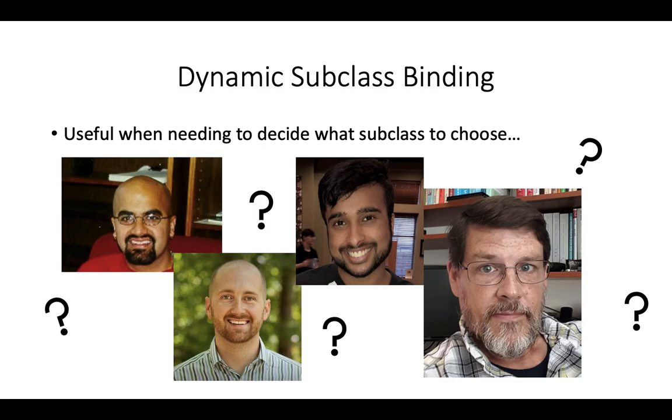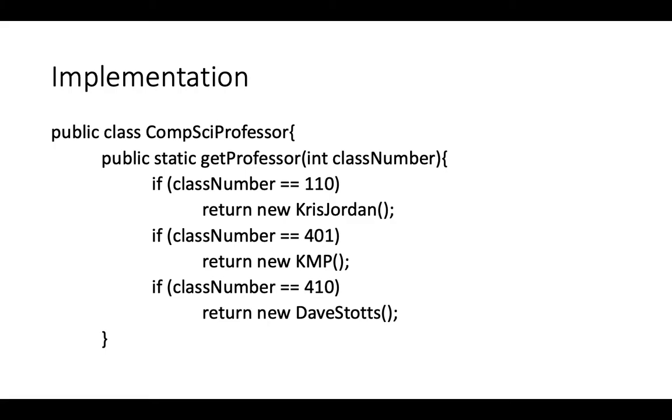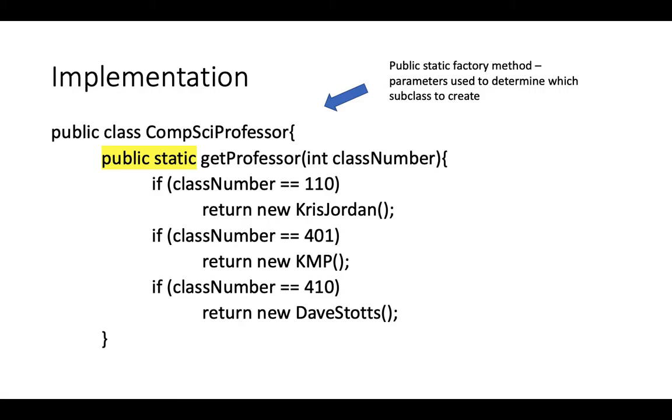So if I wanted to choose which professor I wanted to pick, and I had this factory class inside my comp sci professor class, I have this factory method called getProfessor. Again, as you can see, it's public static. I use this class number parameter to decide which professor I want to create. So if my class number is 110, I want to create a Chris Jordan object. If it's 401, I want to create a KMP object, and so on.